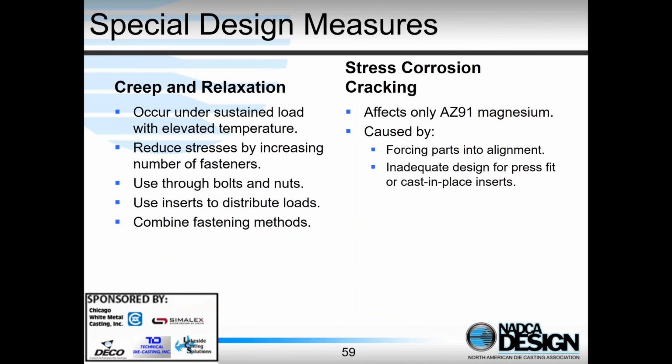As we talked about previously, when we look at design features, we do need to worry about creep and relaxation, especially in zinc and magnesium castings, not so with aluminum castings. Aluminum castings tend not to be a problem. And then, as we talked about just previously, stress corrosion cracking for magnesium alloys such as AZ91D.